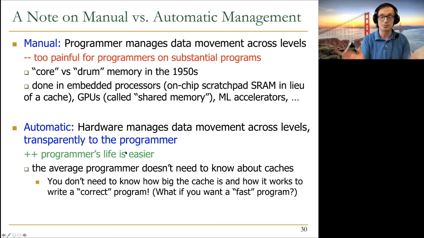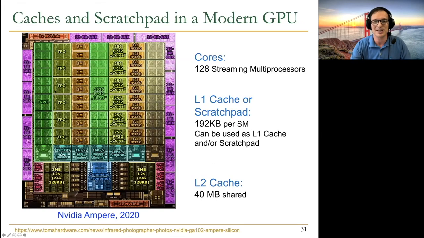But if you want the maximum performance, even in an automatically managed memory hierarchy, you still may want to optimize your program and data so that you can exploit the memory hierarchy much better. So let me give you some examples. This is a very recent GPU, NVIDIA Ampere, and they implement both caches and scratchpads at the same time, essentially.